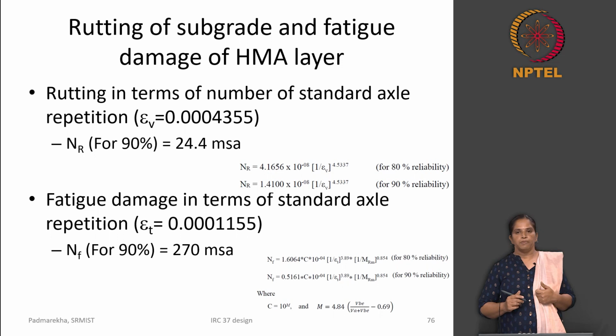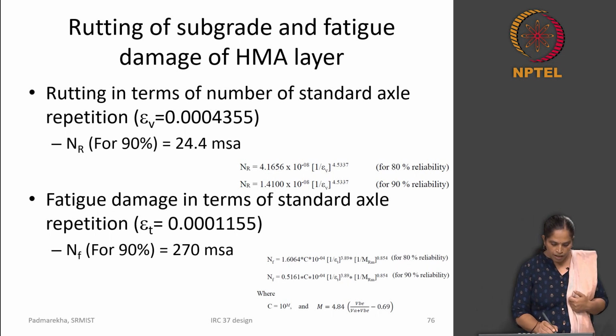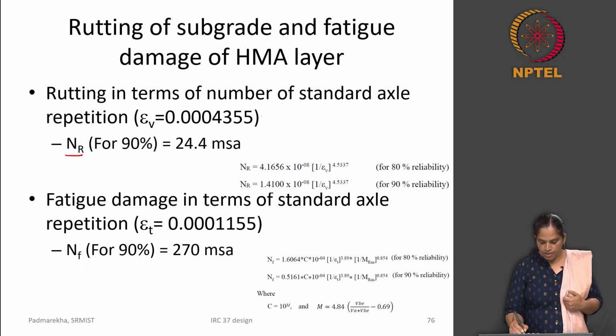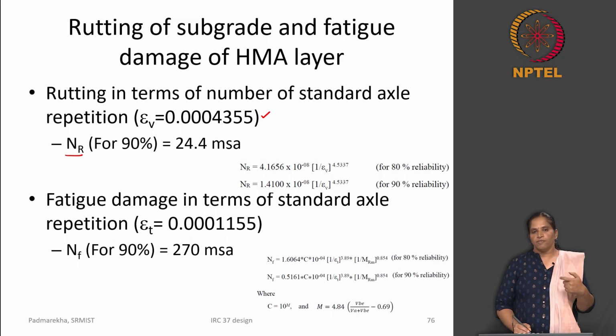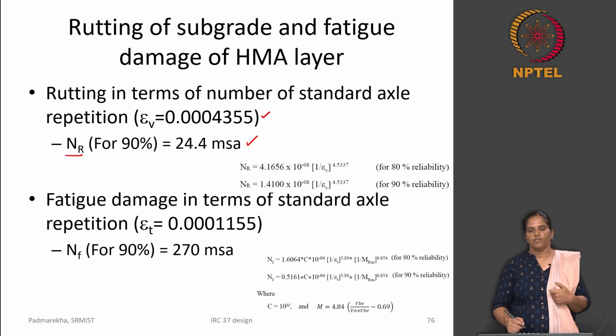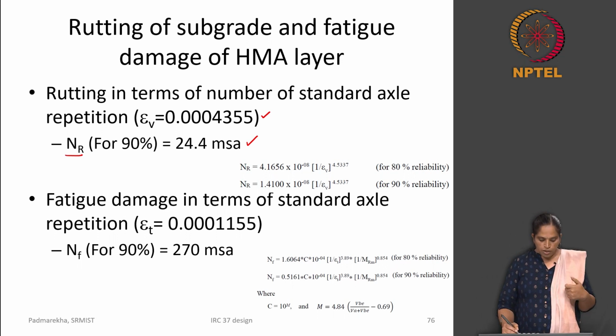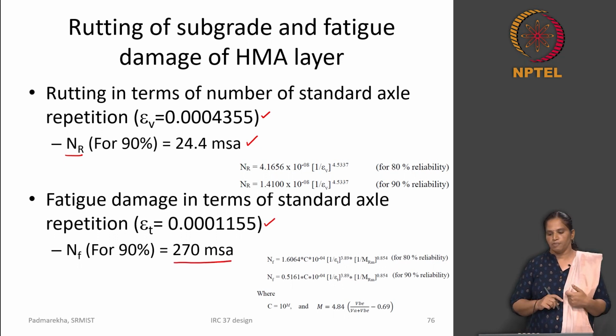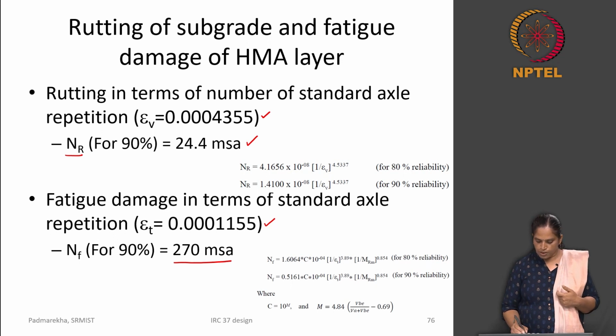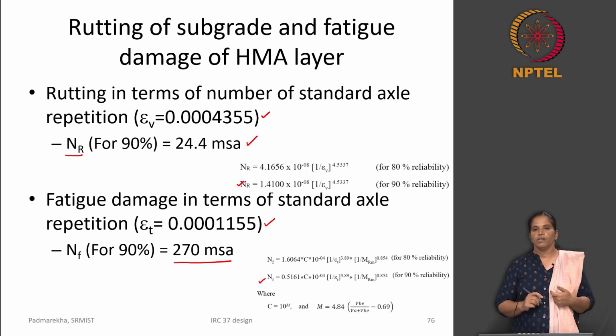If you find the 90% reliability equation based NR value using this strain at the top of the subgrade layer, you will see NR to be 24.4 MSA. What it means here is, before the pavement subgrade fails in rutting, it can cater to a traffic of 24.4 MSA. Corresponding to the fatigue damage strain epsilon T, the NF value is computed to be 270 megapascal. These are corresponding to 90% reliability functions. So the critical failure here is rutting of the subgrade, but it will cater up to the traffic of 24.4 MSA.